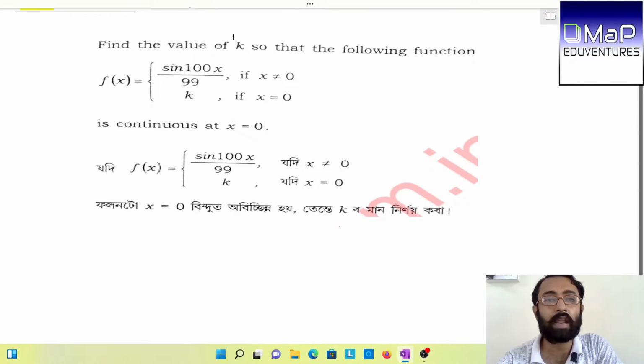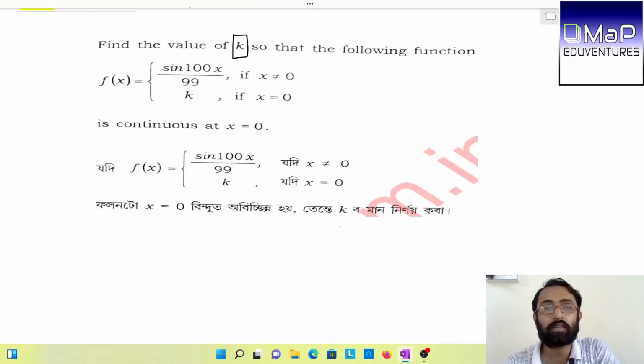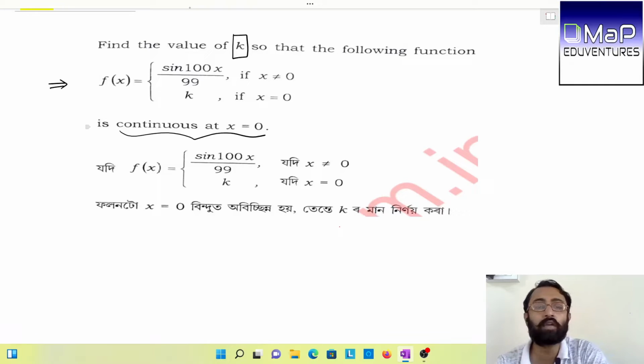Find the value of k. K is a constant, we have to find the value of k so that the function f(x) is continuous at x equals 0. So what value of k makes the function continuous at x equals 0?